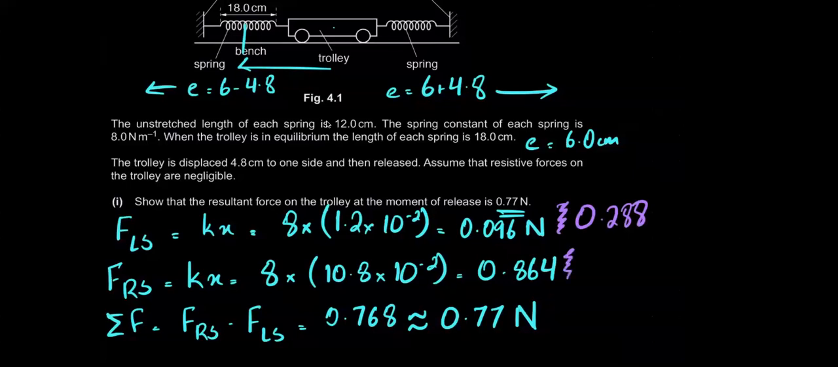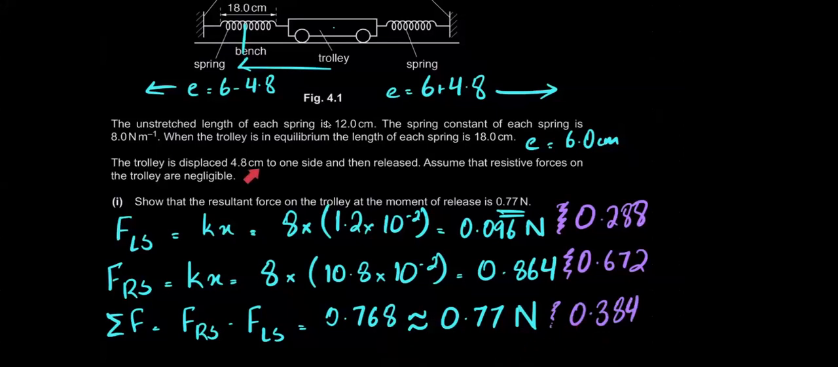6 plus 2.4.8 into 10 to the negative 2. This would be 0.672, right? Forces on both of these would reduce. So if I calculate the net force here, that would be 0.672 minus 0.288. So this turns out to be 0.384, which is actually exactly half of this.